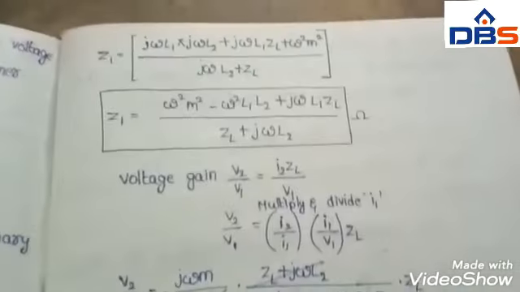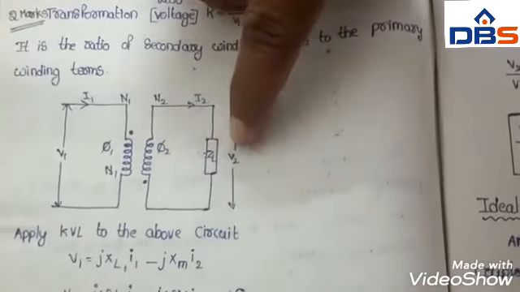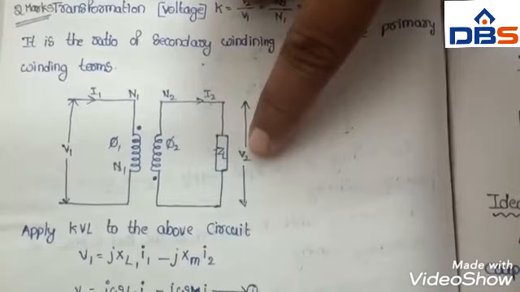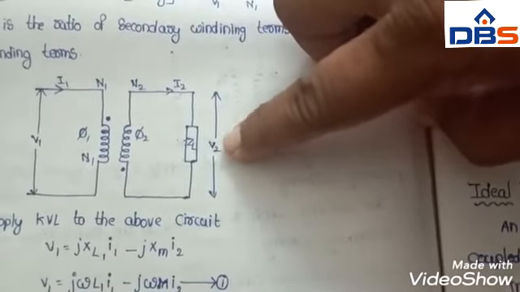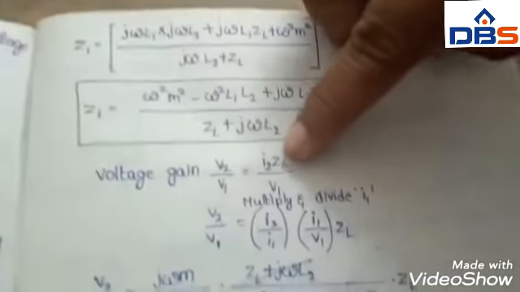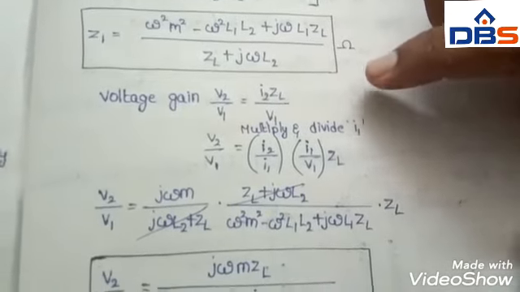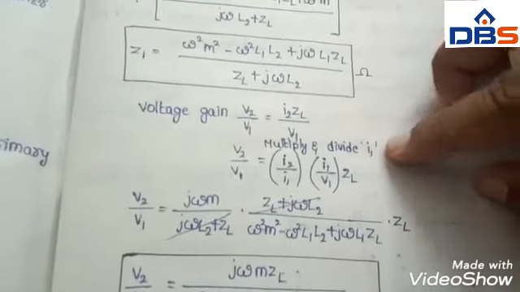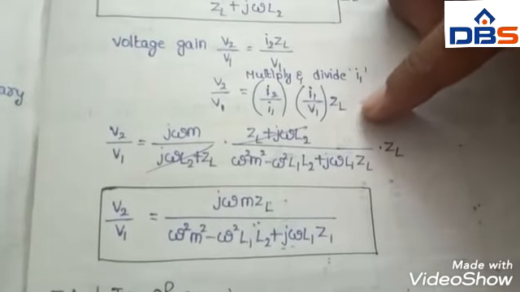Now voltage gain is nothing but V2 by V1. V2 is nothing but the voltage across the load impedance, that is I2 ZL. Voltage across the load impedance V2 is nothing but I2 and ZL, so I2 into ZL by V1. Multiplying and dividing by I1, V2 by V1 is equal to I2 by I1 times I1 by V1 into ZL.